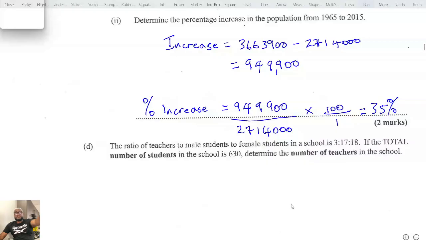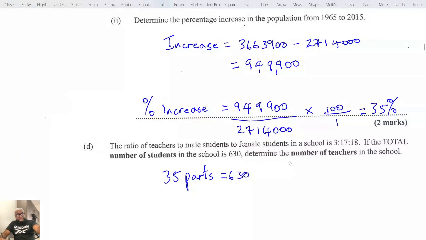Right. So 35 parts is going to represent that 630 they put. Because they said if the total number of students in the school is 630, look how they bolded it. CSEC bolded the total number of students. So that means that 35 parts is equal to 630. Now they want you to determine the number of teachers, but how many parts represent teachers? So if I can find how much one part is, I can find how much 3 parts are. So if 35 parts is 630, one part will be 630 divided by 35. So one part is? 18, yeah.